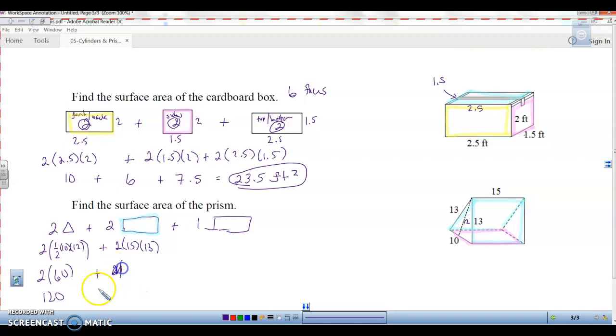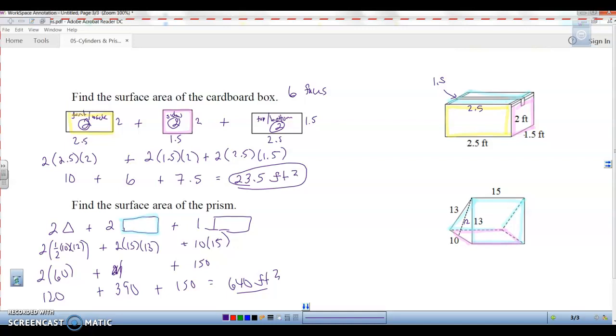Plus 390. And then this one purplish rectangle here, there's only one of them, but the base is going to be 10 times, what is this one right here? It would be 15, which is 150. All right, so when I add all three of those together, it comes out to be 640 square feet. So there we go, that's the surface area of the prism.